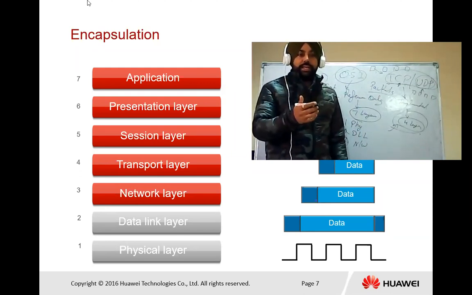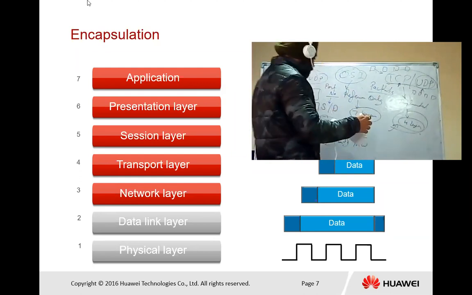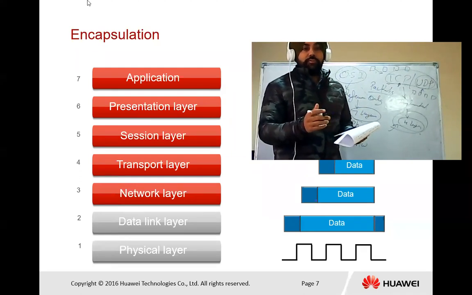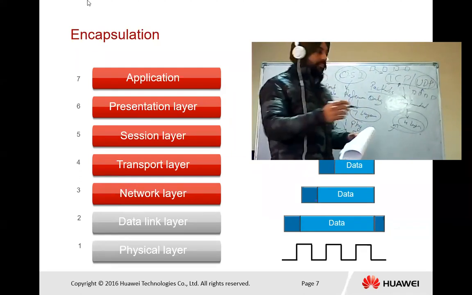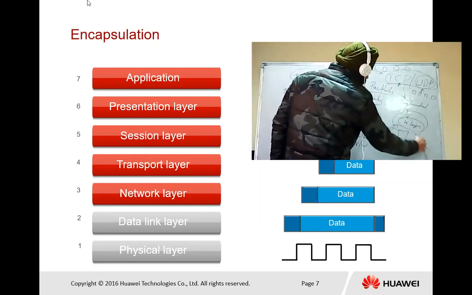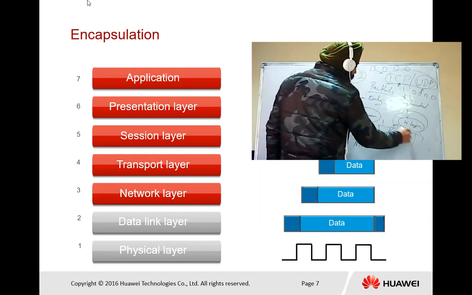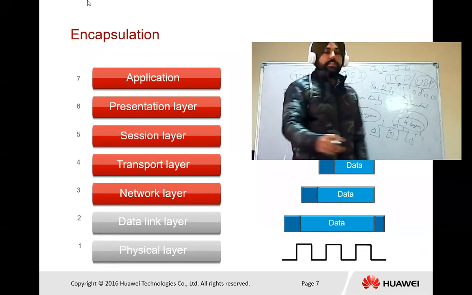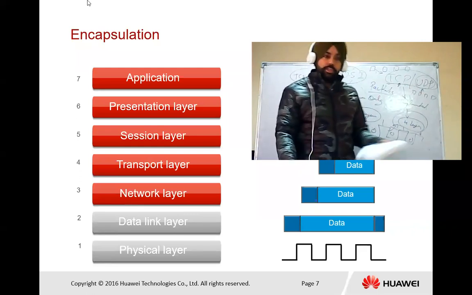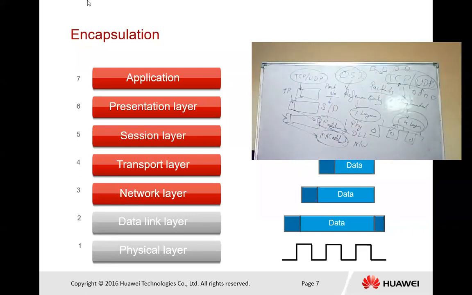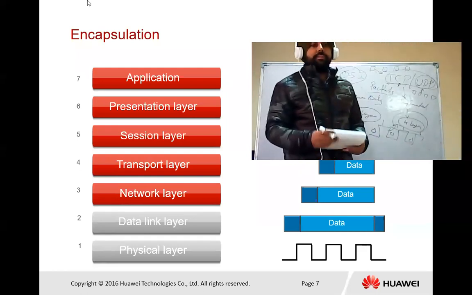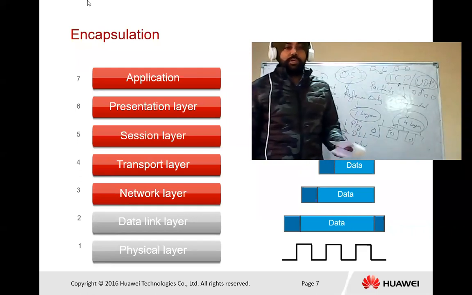After that, we have the next layer, that is the physical layer. In the physical layer, data is transferred in the form of bits, whether 0, 1, 0, 1, 0, 1, because our system only needs the language of 0 and 1, bit by bit. So this is all about the encapsulation part. After encapsulation, we have another one, which is de-encapsulation.